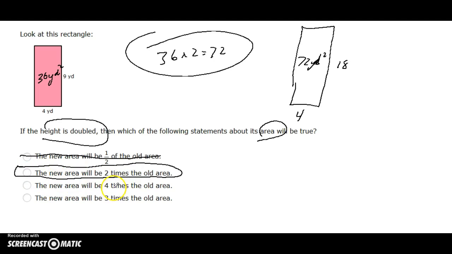The new area would be 4 times 36. Well, that'd be like 144. That's too big. And then the new area will be 3 times 36, which is 108. So that would be too big as well. So it has to be the second one.